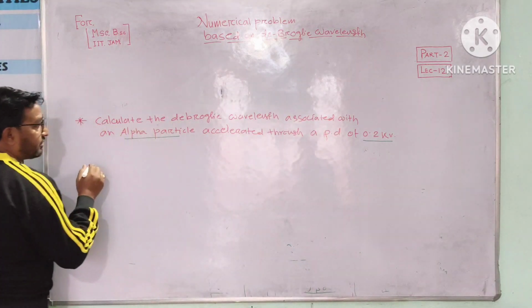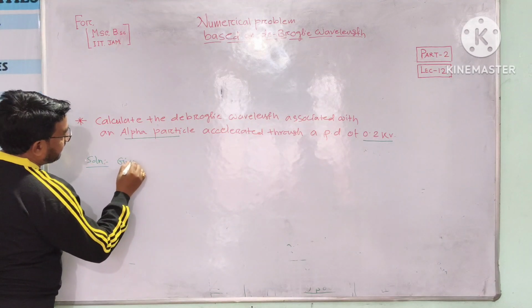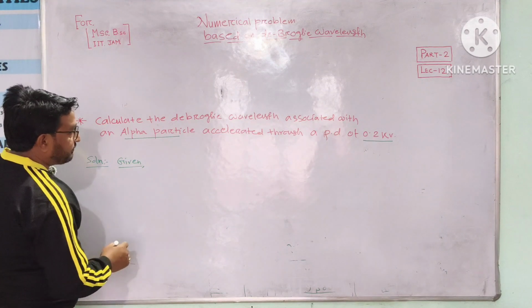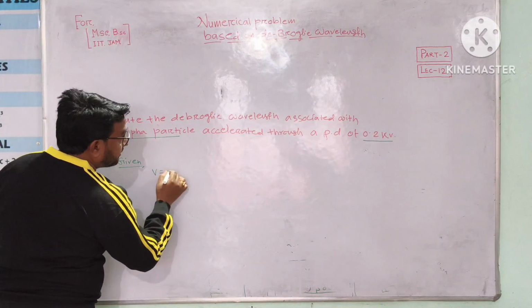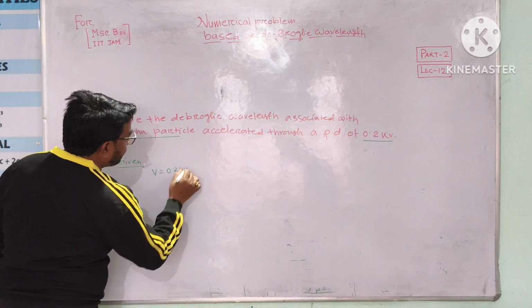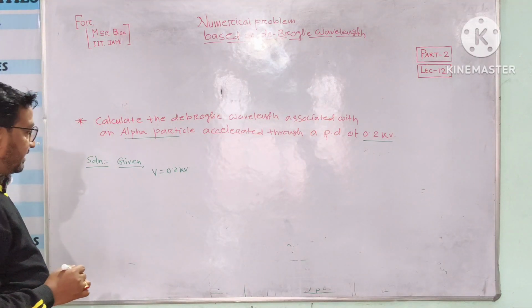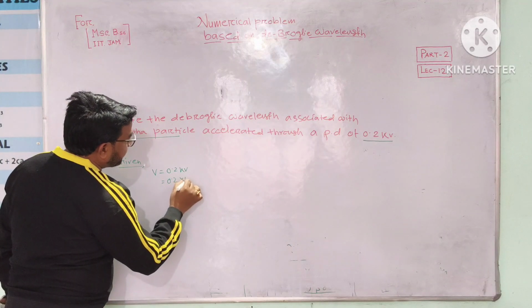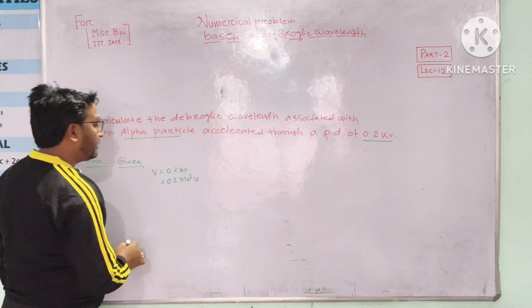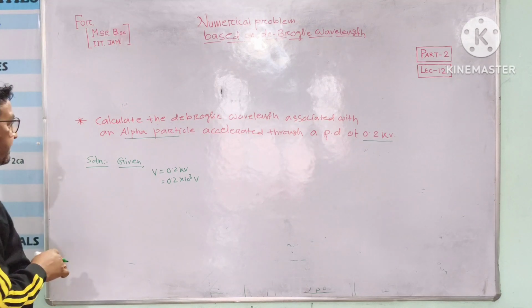So the given information of this question, we can write: given potential difference V equal 0.2 keV. We know that kilo electron volt is not an SI unit of potential difference, so it should be converted into the SI system. So 0.2 into 10 cube volt. Okay, so this is the potential difference which is applied on the alpha particle.